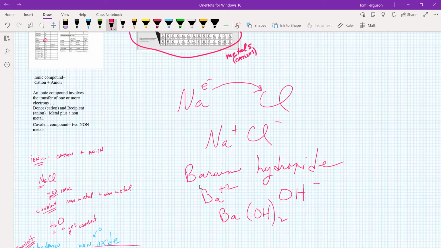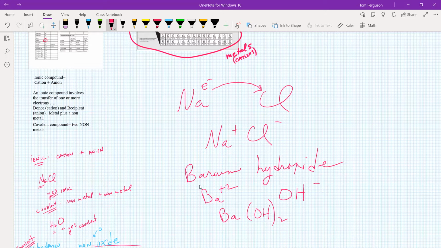Now you should be able to go from the name to the formula, formula to the name. And there's a whole bunch of practice on your dry lab. Okay, is this clear? There are no exceptions, it has to be net 0.